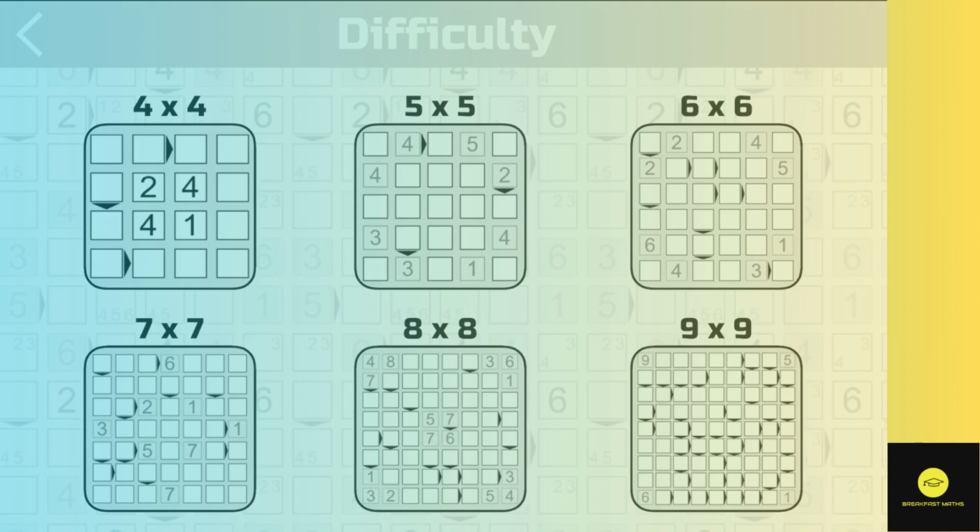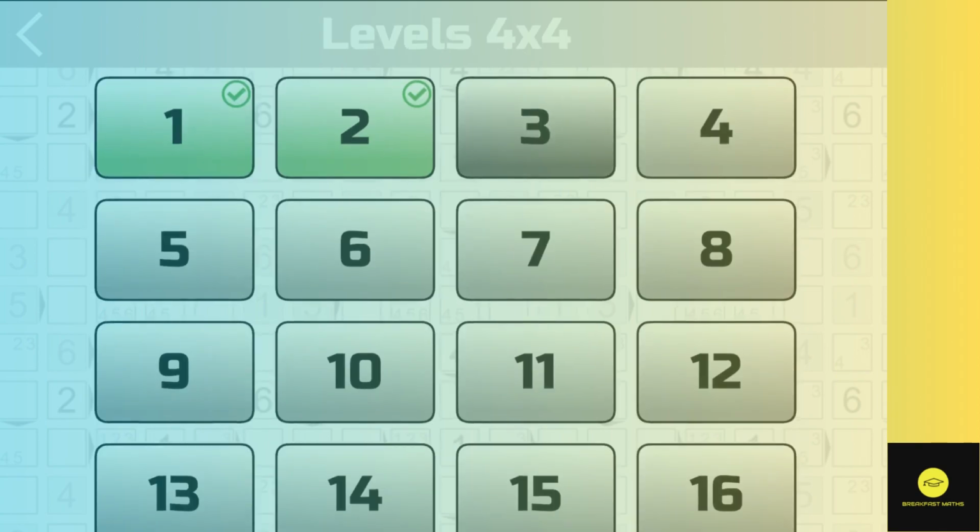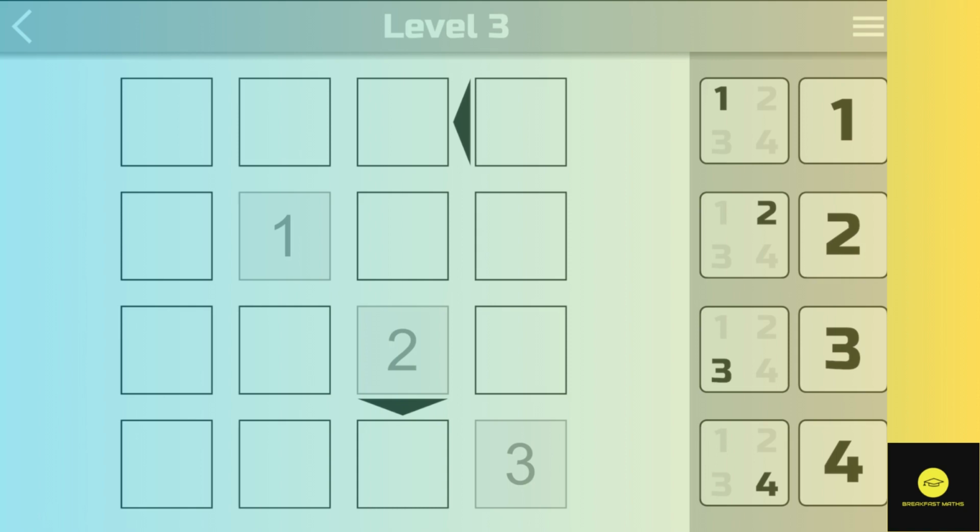Guys, Futoshiki. As usual, we're going to start off with a 4x4 and then we're going to have a look at a 5x5 one as well. So let's get straight into this. Let's see if we can do this one fairly quickly today. We've got a few numbers here.